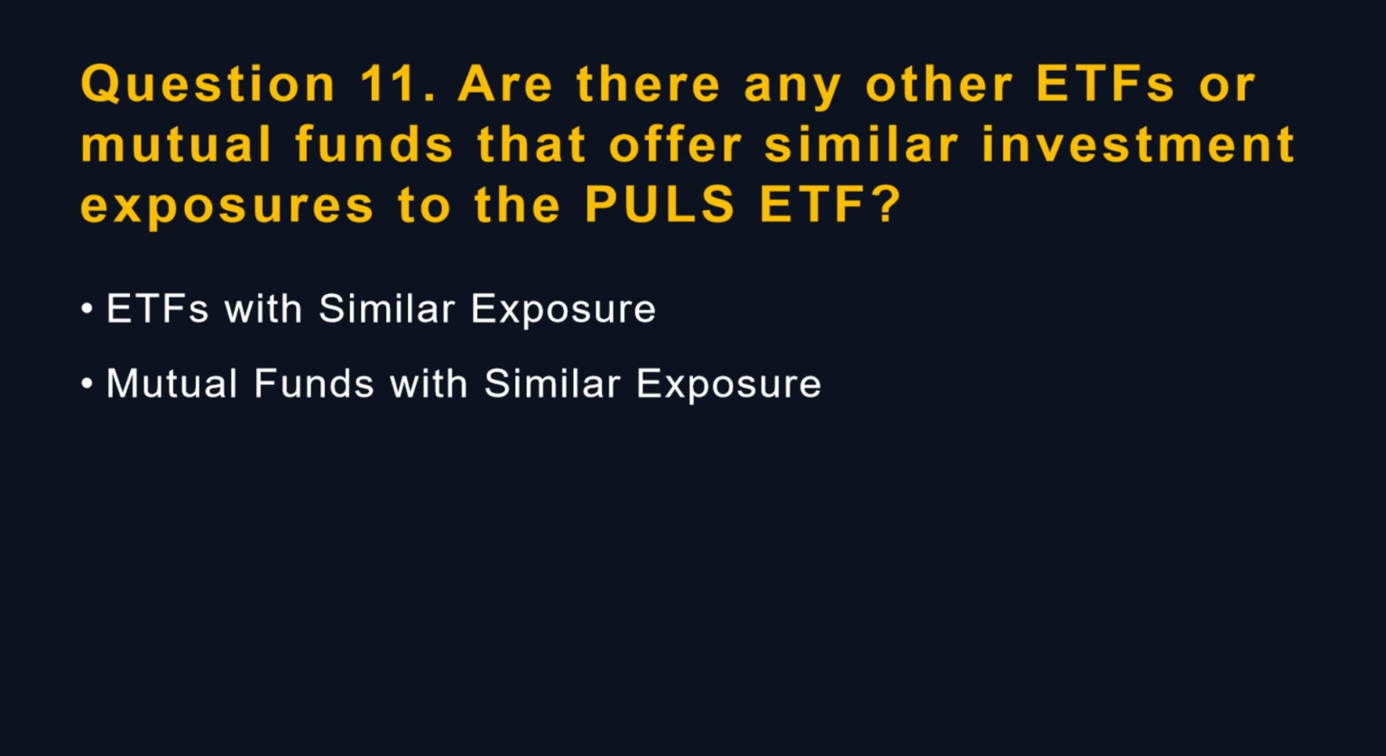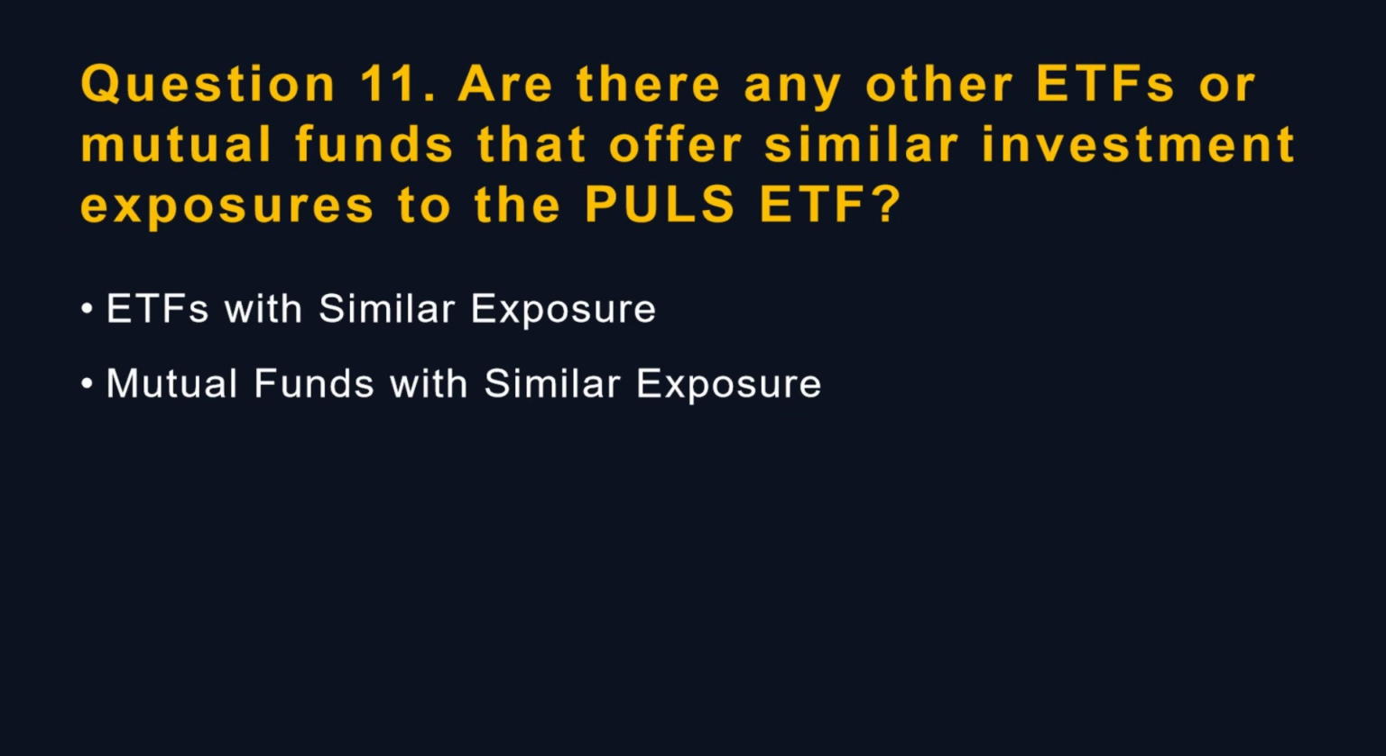iShares Short Treasury Bond ETF, SHRT. This ETF also offers exposure to short-term U.S. Treasury securities with maturities of 1 to 3 years. It's another passively managed option with a potential expense ratio advantage compared to PULS.